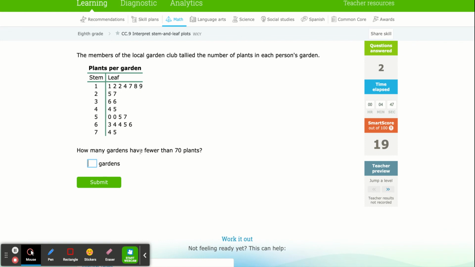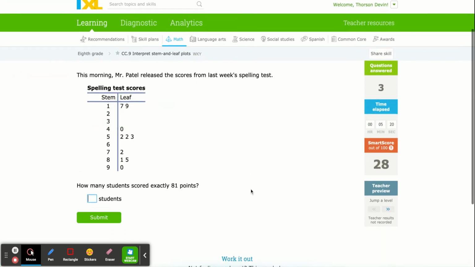Again, how many gardens have fewer than 70 plants? Fewer than 70 is underneath the 7, right? This is 74, this is 75, but then everything underneath. So I actually have to count these up. 1, 2, 3, 4, 5, 6, 7, 8, 9, 10, 11, 12, 13, 14, 15, 16, 17, 18, 19, 20, 21, 22. There was 22 gardens that had fewer than 70 plants. Yep, I just wanted to make sure I counted right. Didn't get off on my counting.